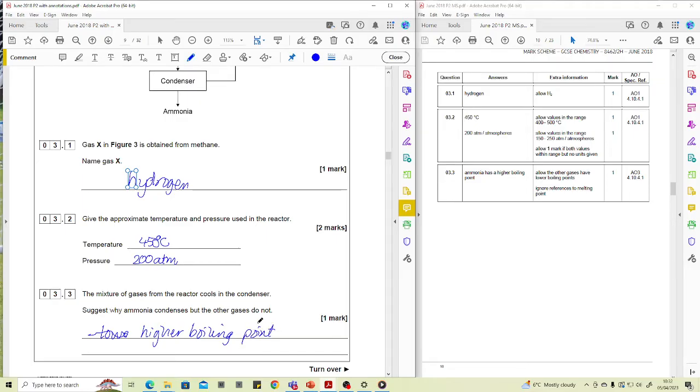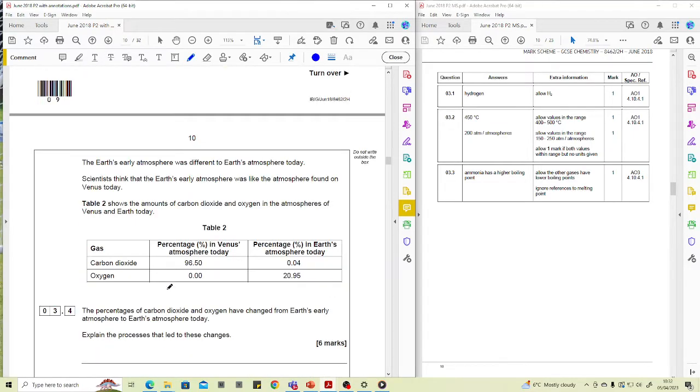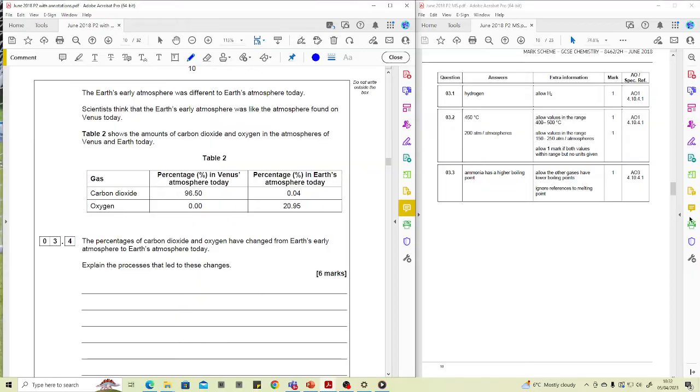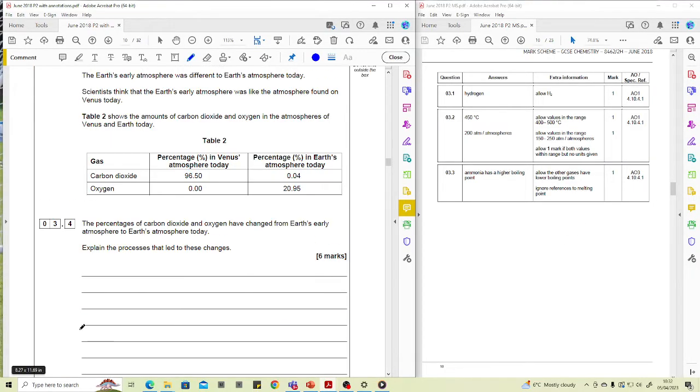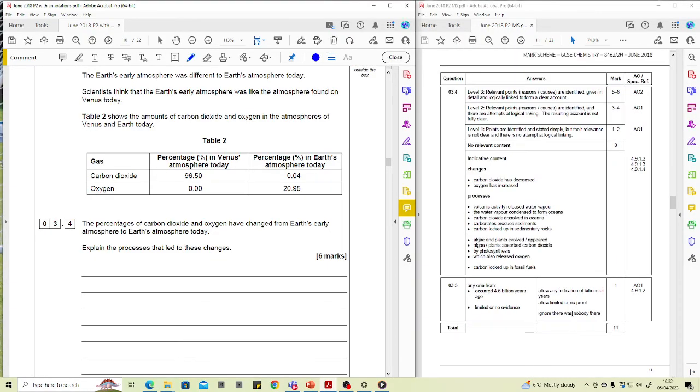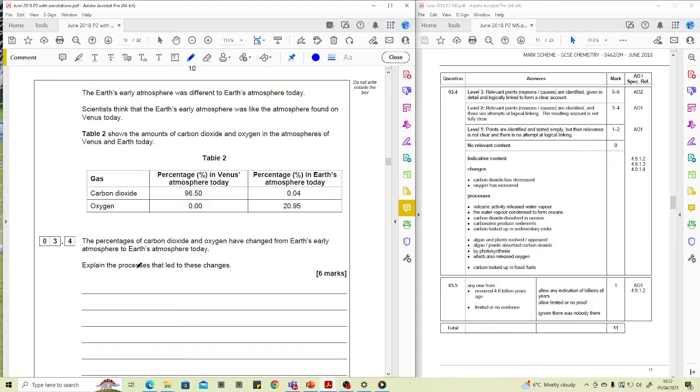Than nitrogen or hydrogen. Okay, and then we've got our atmosphere question. So let's just break it down. It's a 6-mark question, so let's just break down what we have to do. We've got to explain the processes that led to these changes. So you've got to say what the state change is, then explain the change.